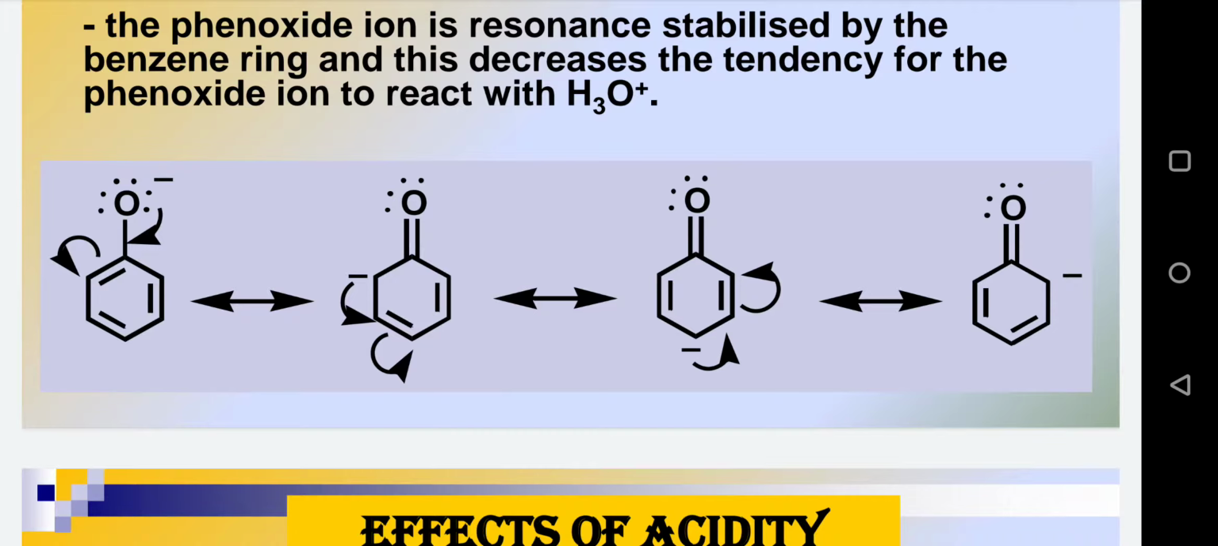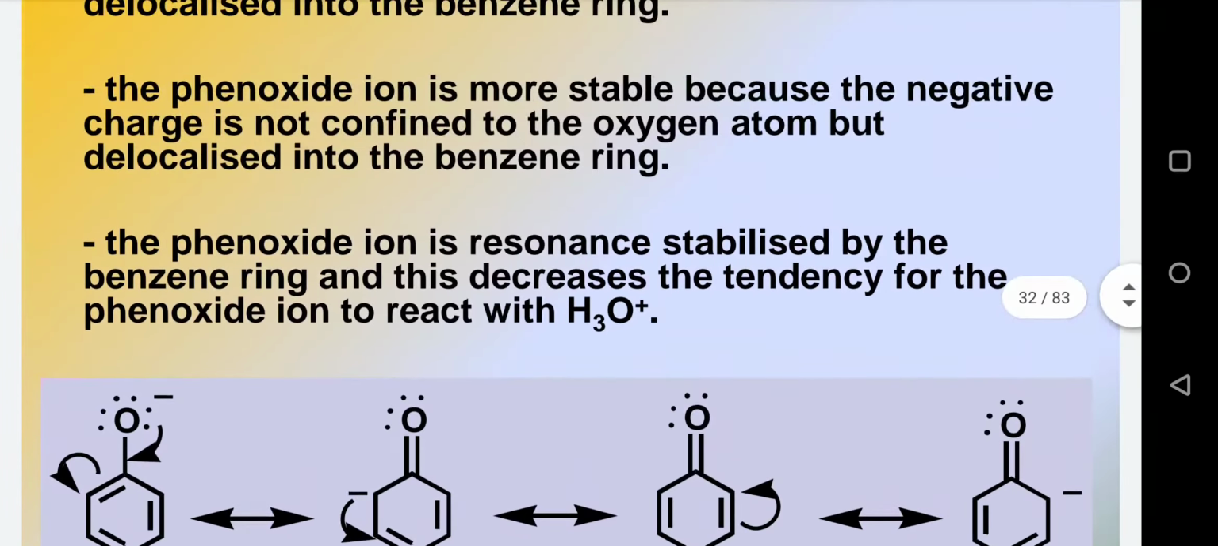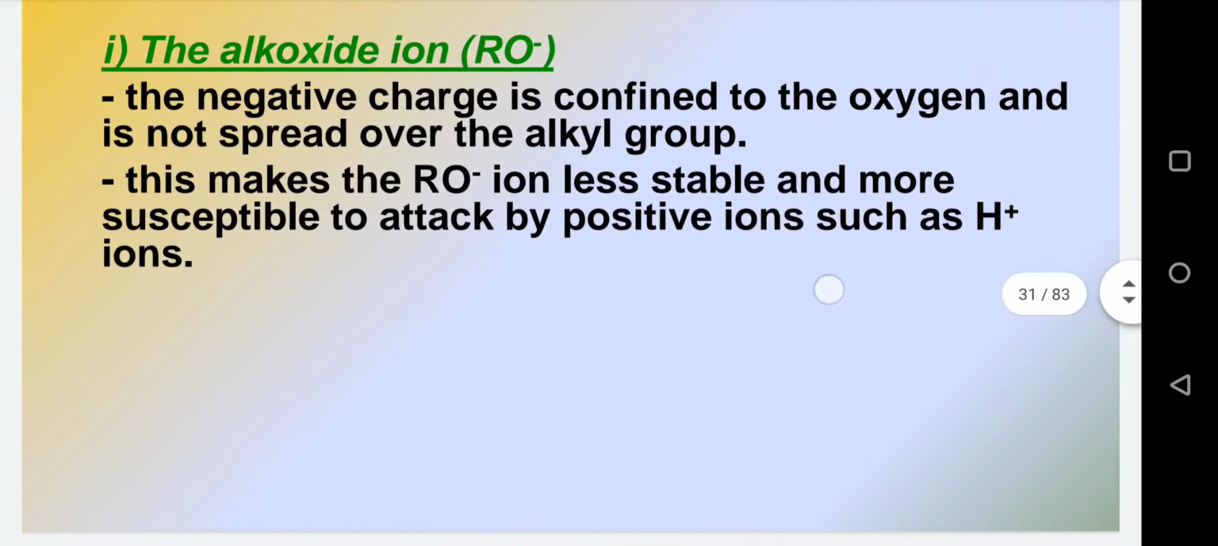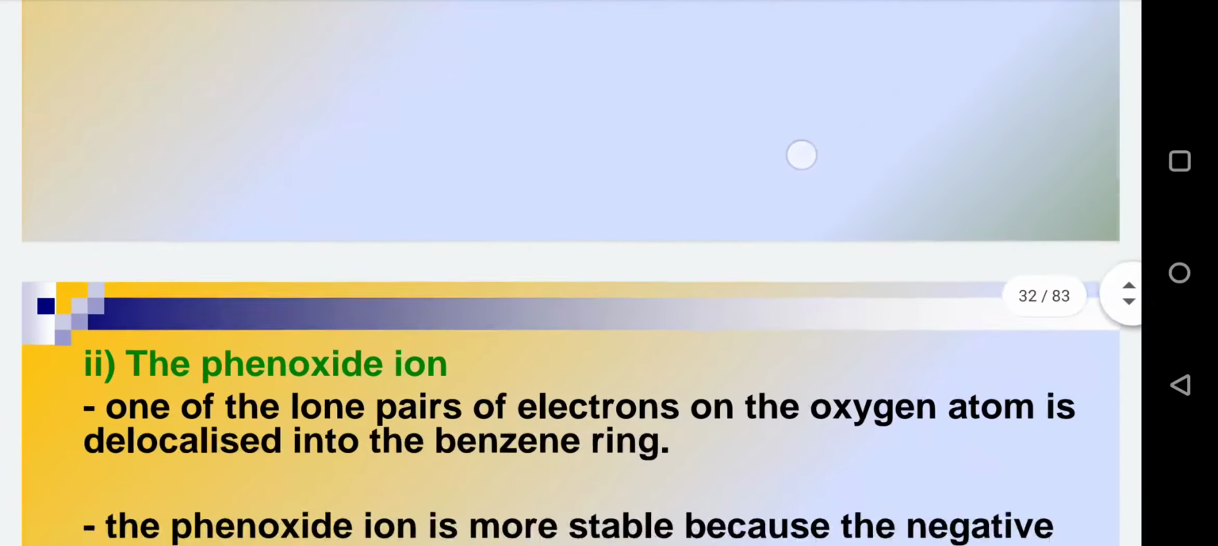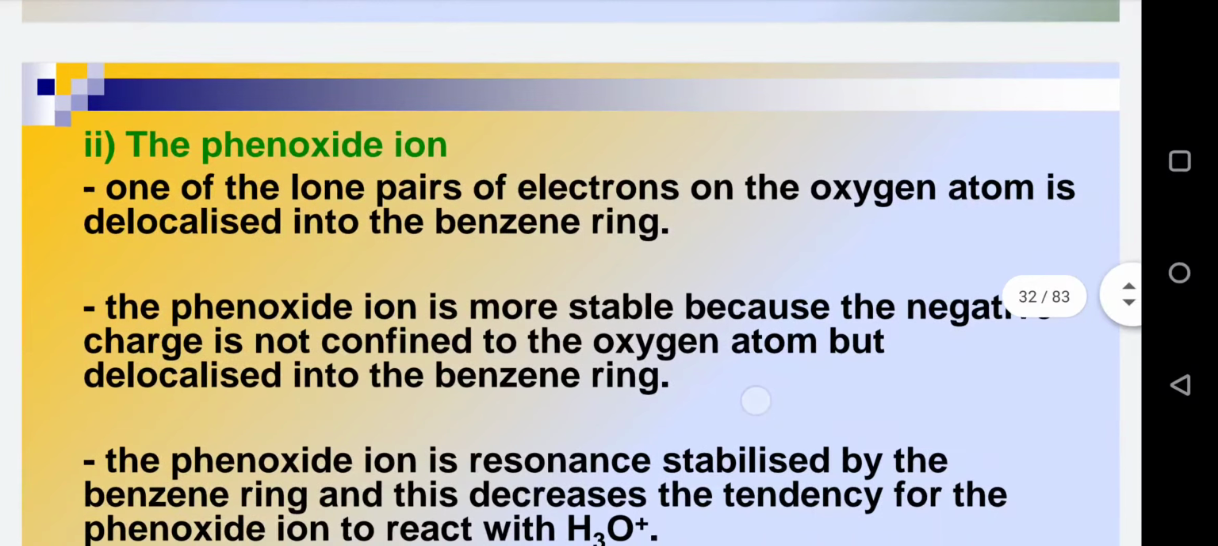So this is giving it stability, and it is hence a more stable liberated ion as compared to the alkoxide ion, because in the case of the alkoxide ion there is no such benzene ring for the delocalization or stabilization of the ion. So, if we study these points, one of the lone pairs of electrons on the oxygen atom is delocalized into the benzene ring, making it a more stable ion.